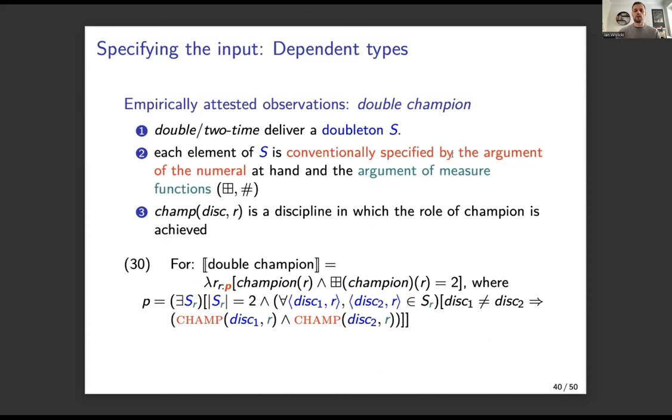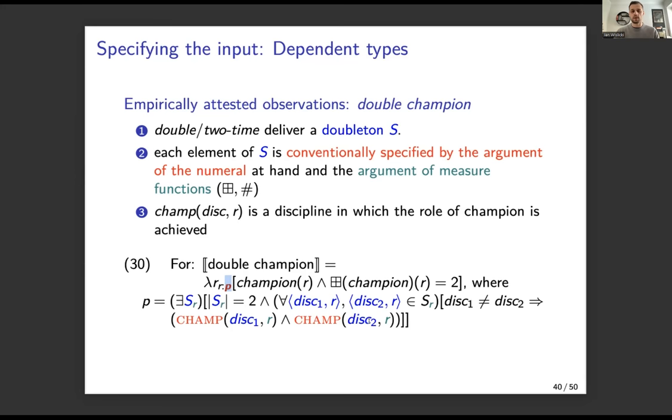So take first the non-recursive case, like 'double champion'. These observations remain the same. We know that what is entailed by 'champion' is that we have the kind of predicate champ of disc in R, which is a discipline in which the role of champion is achieved. And we know that there must be two disciplines, right? So if you take 'double champion', then the core semantics remains as Marcin showed you. It is a function from role to truth value. So this role is champion, and there are two essential parts of this role, but we also add this dependent type in the form of a restriction, which says that there is a set which is a doubleton set, and each element of the set is such that it has a property. One is that this is a discipline one for this role, and another is a different discipline, right? They are not one and the same. So we have two disciplines. This is why it is double.